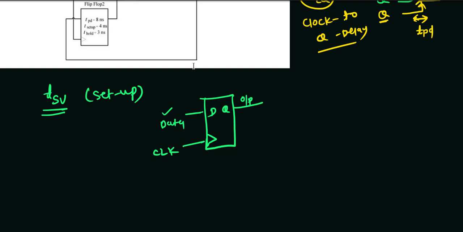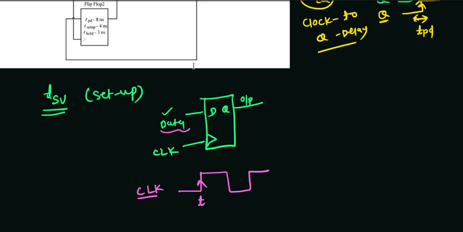Let us understand this in detail. Now let us say my clock is coming. This is, let's say, the clock. Now the setup constraint, what is the constraint? It says, let's say at time T this clock is coming. Now at least the setup time before that, my data should arrive.